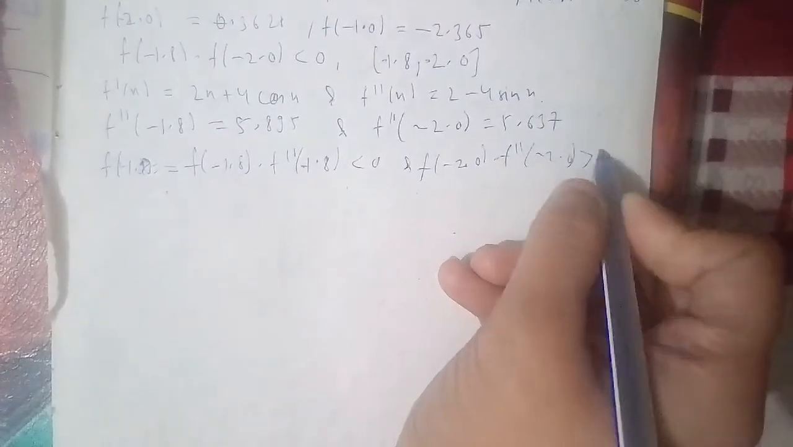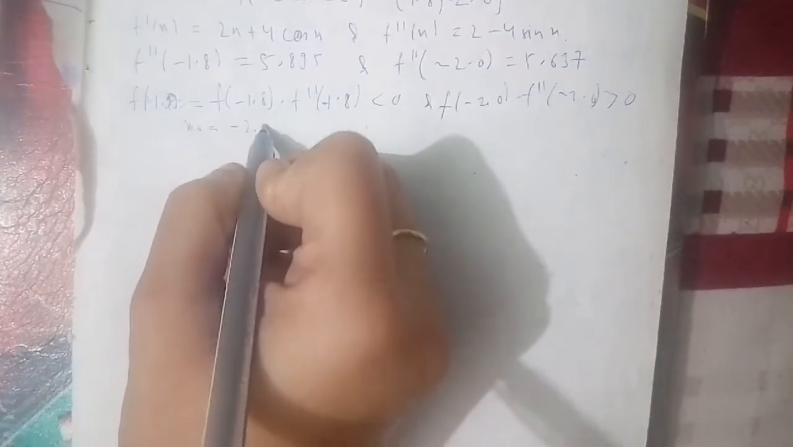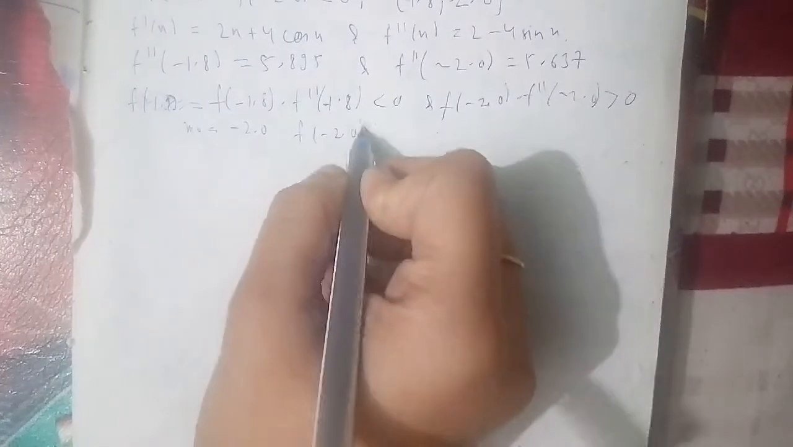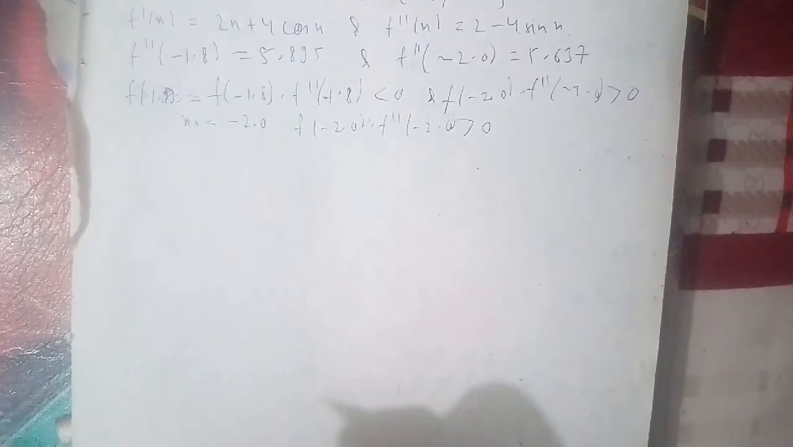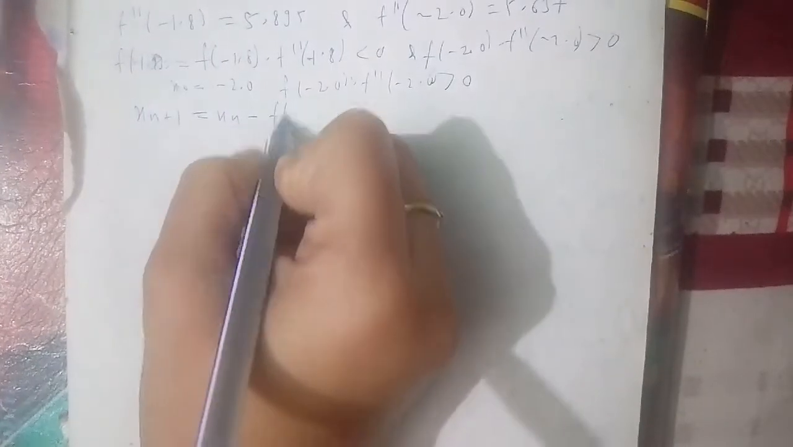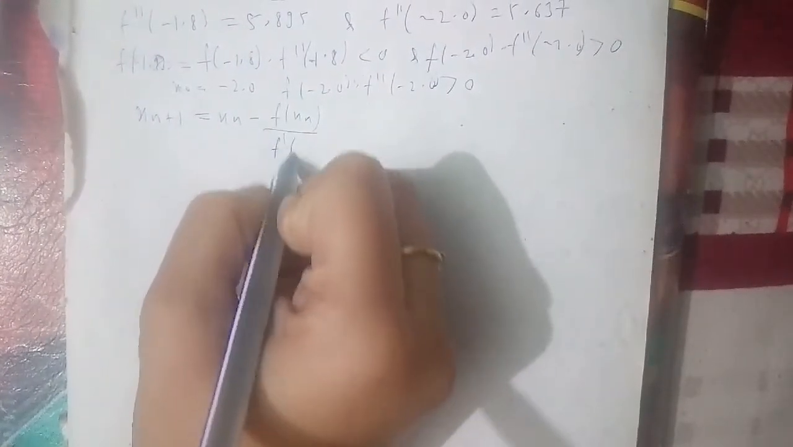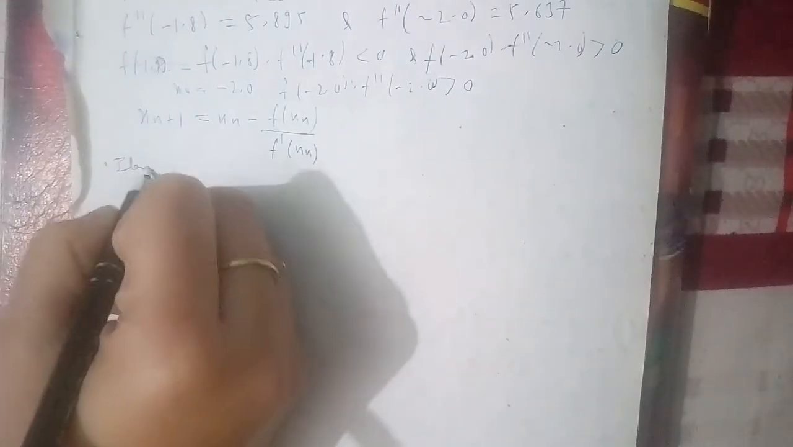So here take x0 is equal to minus 2.0, since f of minus 2.0 and f double dash of minus 2.0 is greater than 0, so this lies within convergence. Newton-Raphson method formula for the given here: the formula we have is xn plus 1 equals xn minus f of xn upon f dash of xn. We'll put the values here, that is what we will have to discuss. For iteration 1, we go ahead.